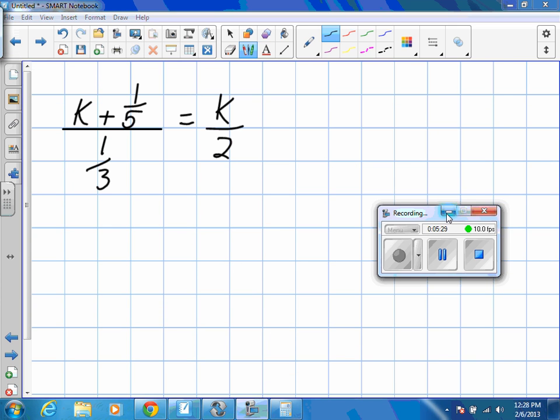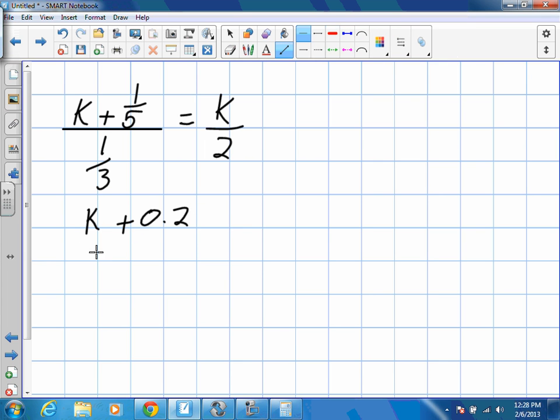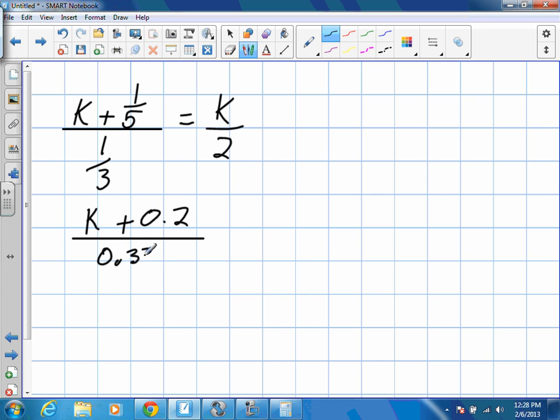Okay, last question. This one is relatively confusing. Now, in the last one, we wanted to get rid of all of our fractions, right? Well, this one's dealing with a number plus a fraction divided by another fraction. It can be very, very confusing. I'm going to change all my fractions into decimals because I think you guys are a little stronger with those. So we're going to change these into decimals, which means that I'll have k plus 0.2 divided by 0.33. Rounding to 2 decimal places is good enough, okay? We round it to 2 places. It's still equal to k over 2.